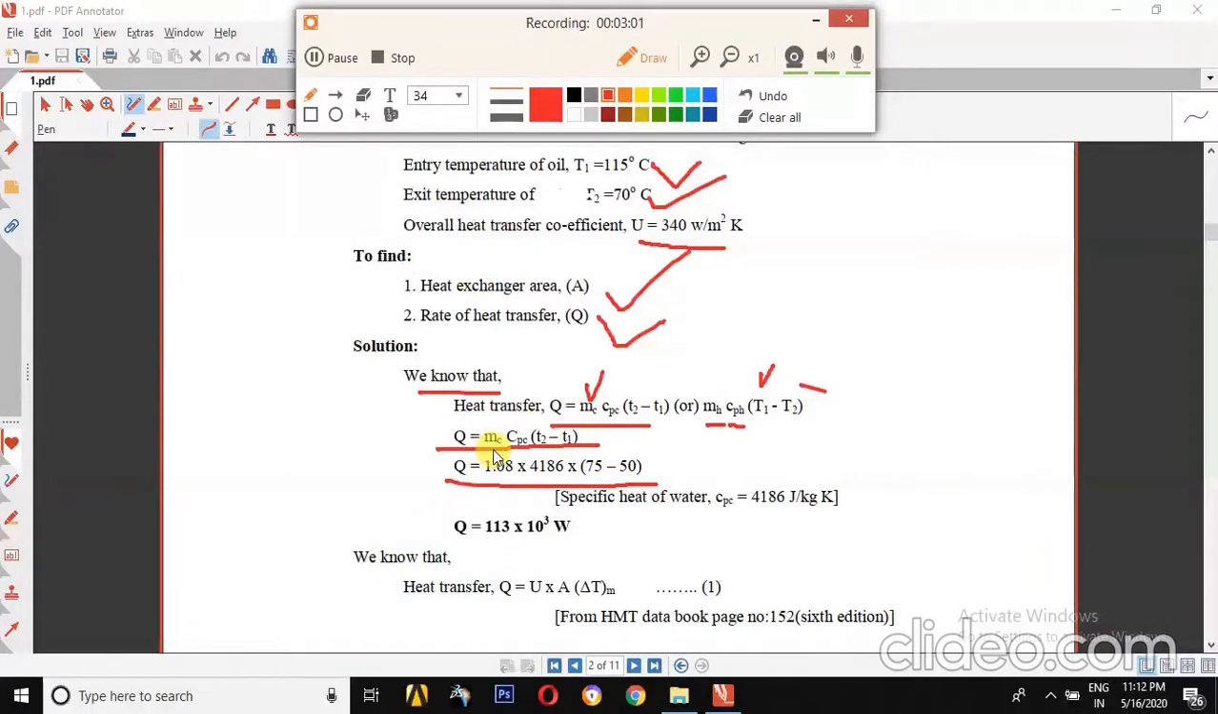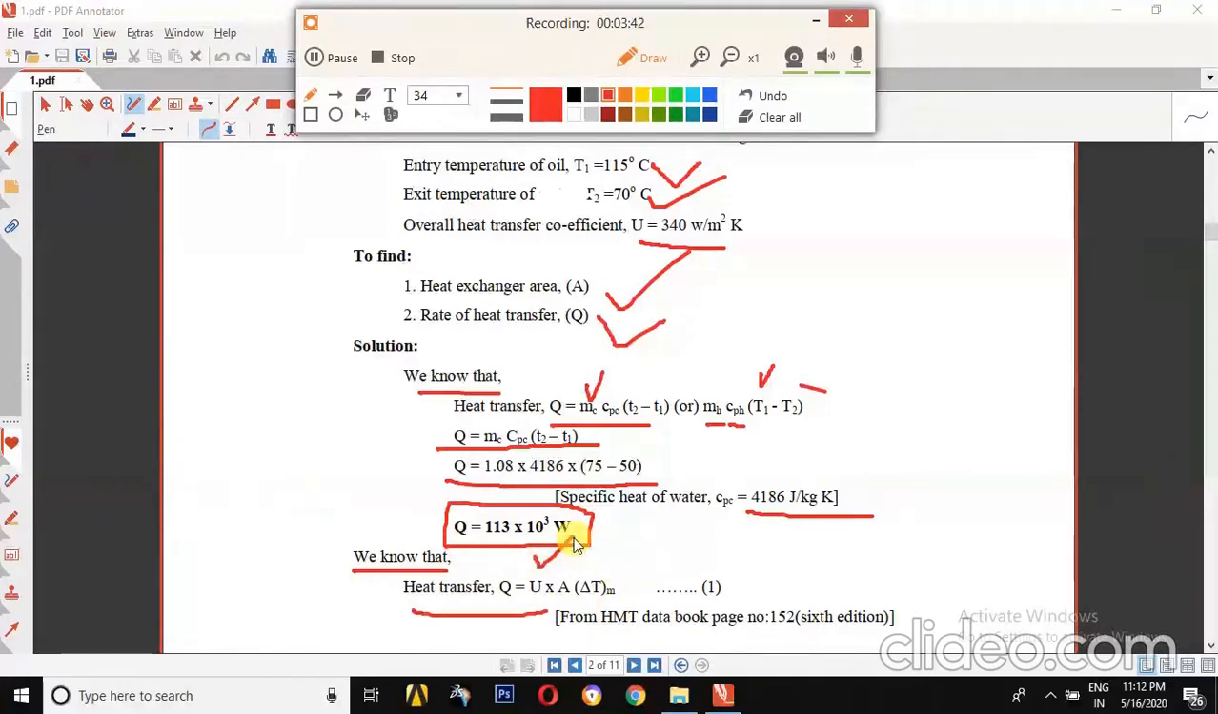Q equal to mass flow rate of cold fluid, specific heat of cold fluid, the outlet temperature of the cold fluid minus the inlet temperature of the cold fluid. Mass flow rate of the cold fluid is 1.08 kg per second. Specific heat of cold fluid is 4.186 kilojoule per kg Kelvin. The outlet temperature of the cold fluid is 75 degrees Celsius. The inlet temperature of the cold fluid is 50 degrees Celsius. Therefore, Q equal to 113 kilowatt.